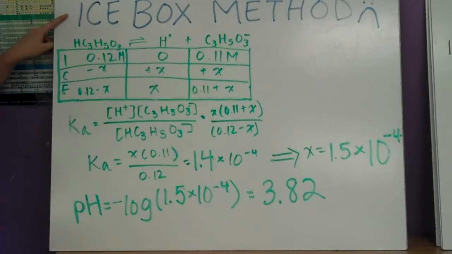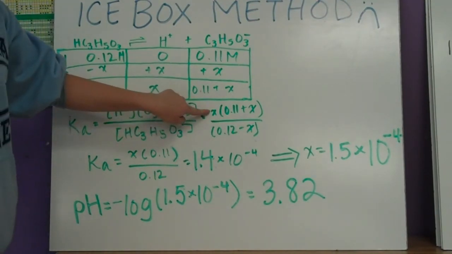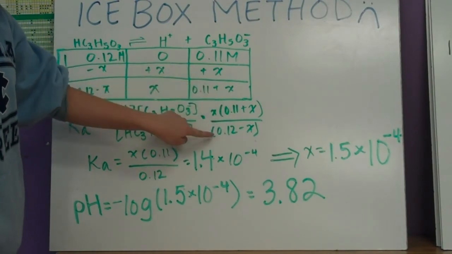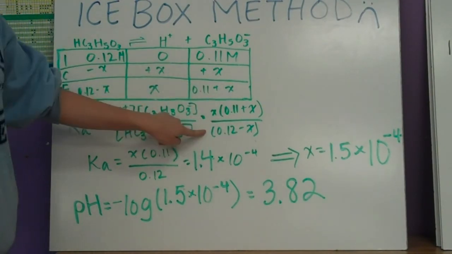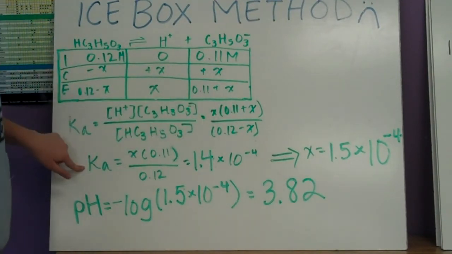This is the icebox method. We begin by constructing an icebox in which I stands for initial concentration, C stands for change in concentration during the reaction, and E is the concentration at equilibrium. We fill in our equilibrium expression with products over reactants. The X stands for the hydrogen concentration, and this is the sodium lactate, and this is the lactic acid. Because the value of X is so small, we don't include it in our overall equilibrium expression.